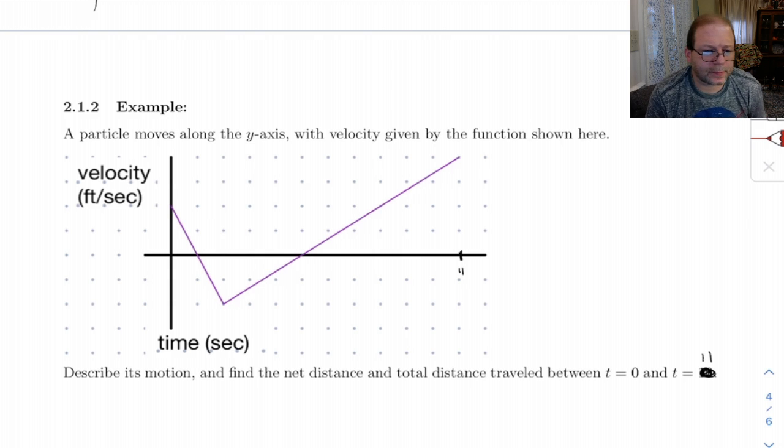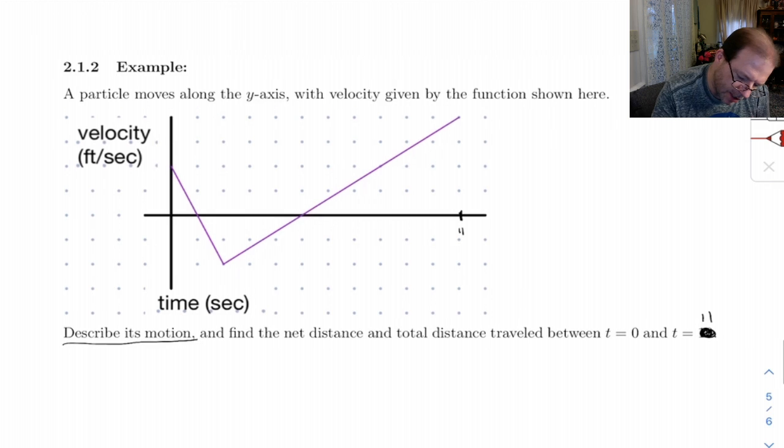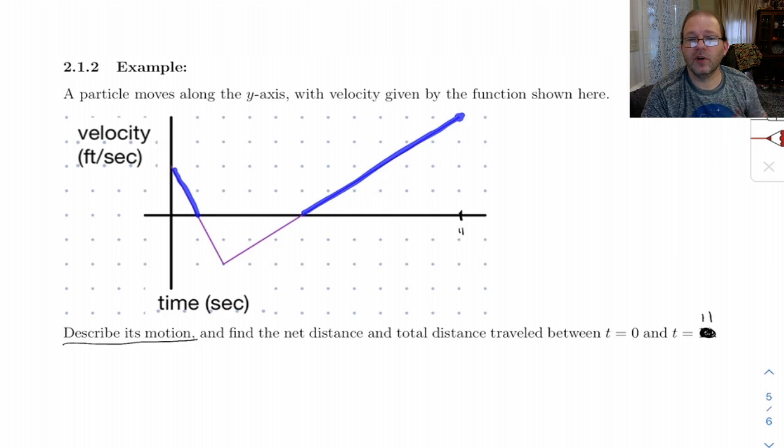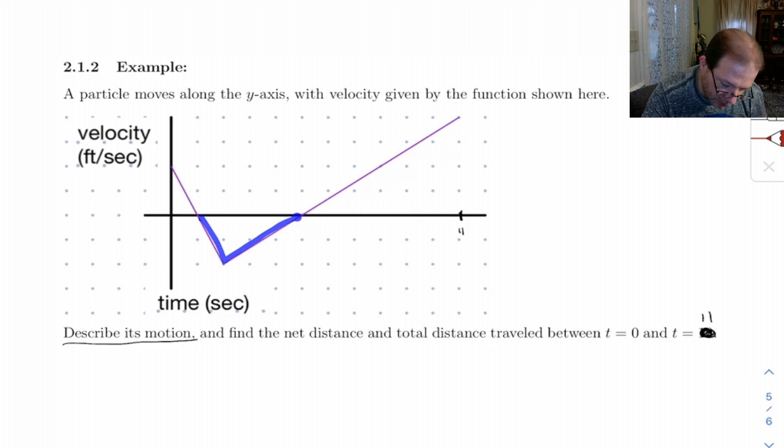All right, so to do the net distance, actually before we do that, let's look at this part where it says describe its motion. Now this tells the velocity of the particle. So as long as the velocity is positive, say here and here, during those times, the particle's moving upward. Down here, the velocity is negative, so during that time, the particle's moving downward on the axis.